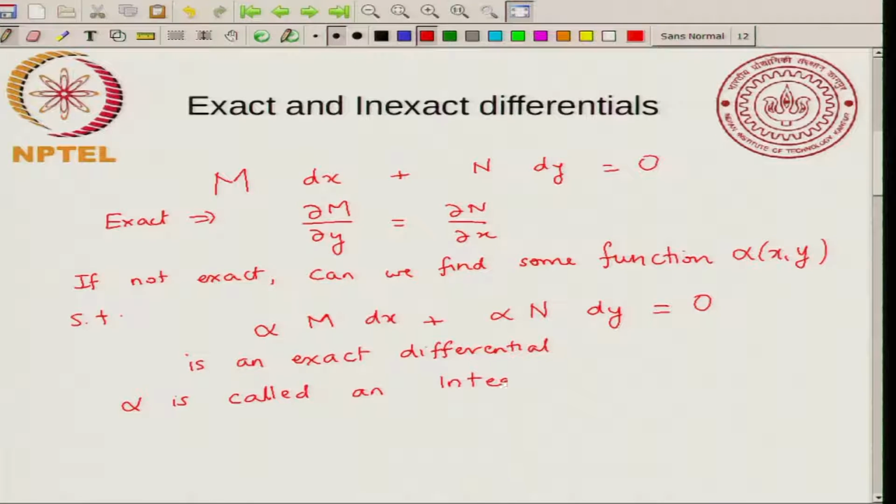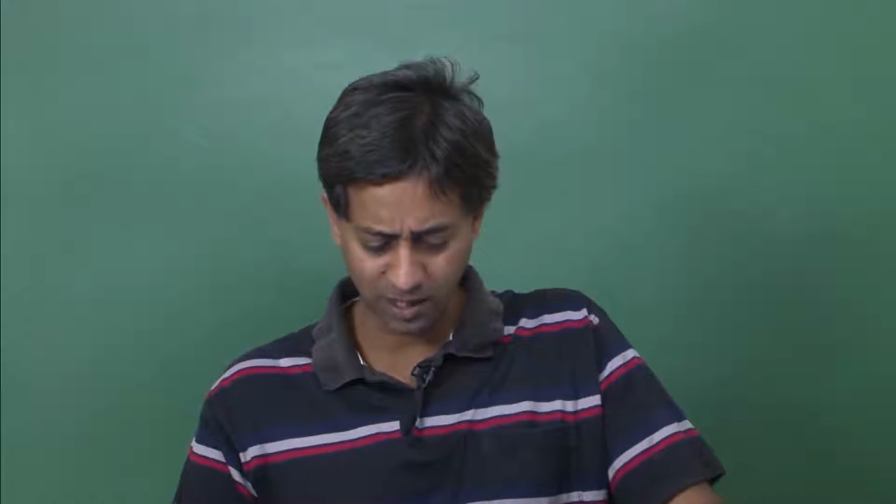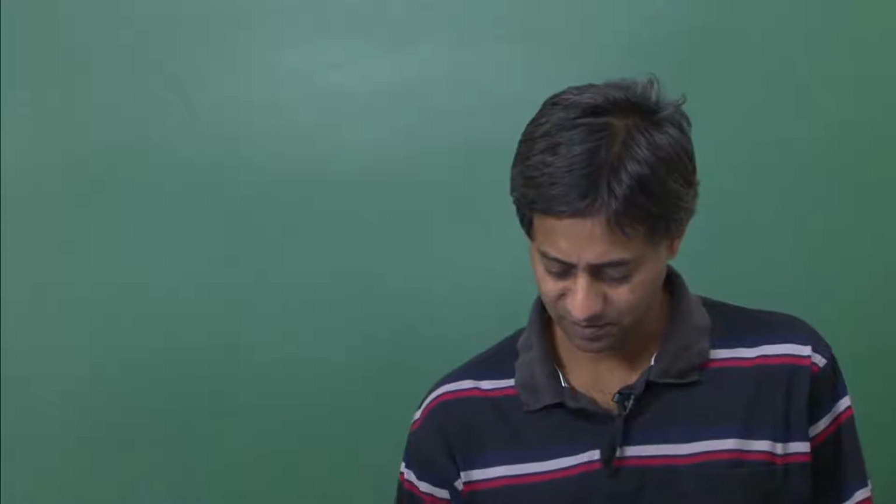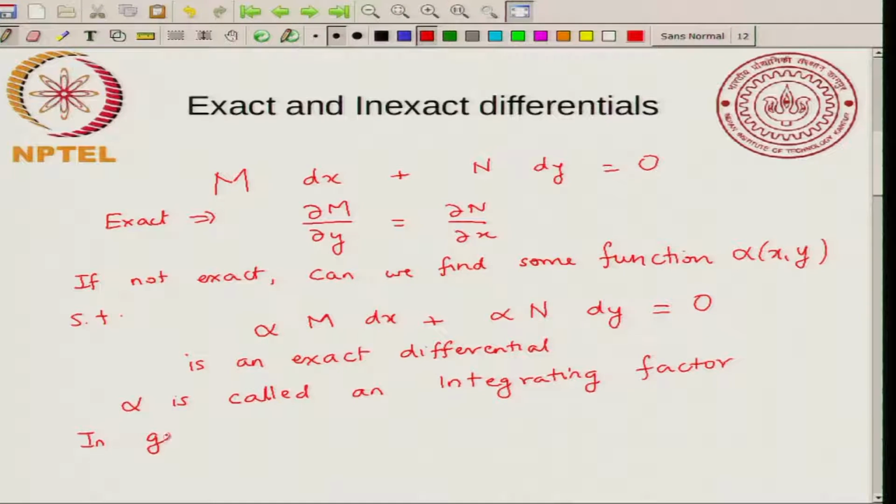So, if you find such an alpha that satisfies this, then you have an exact differential and you can use exactly the methods that we use to solve for exact differentials. Now, the question is how do you find an alpha that satisfies this? In general, alpha is a function of x, y.